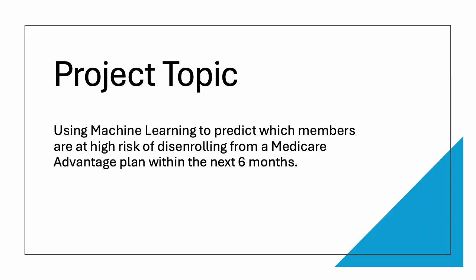The problem I'm tackling is predicting which Medicare Advantage members are at high risk of disenrolling within the next 6 months. This matters because when members leave, it impacts revenue, continuity of care, and quality metrics like star ratings. By using machine learning, we can flag at-risk members early and intervene before they disenroll.